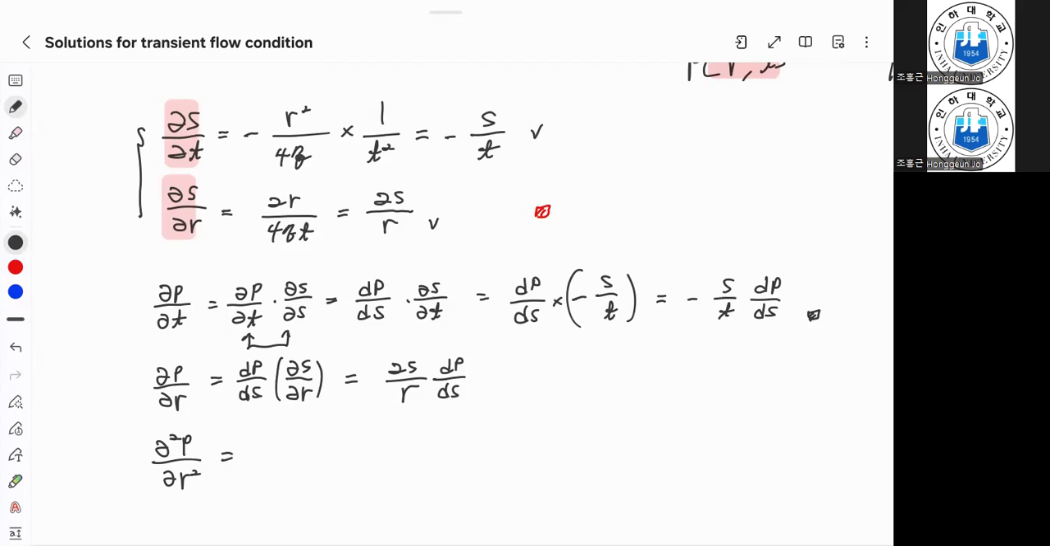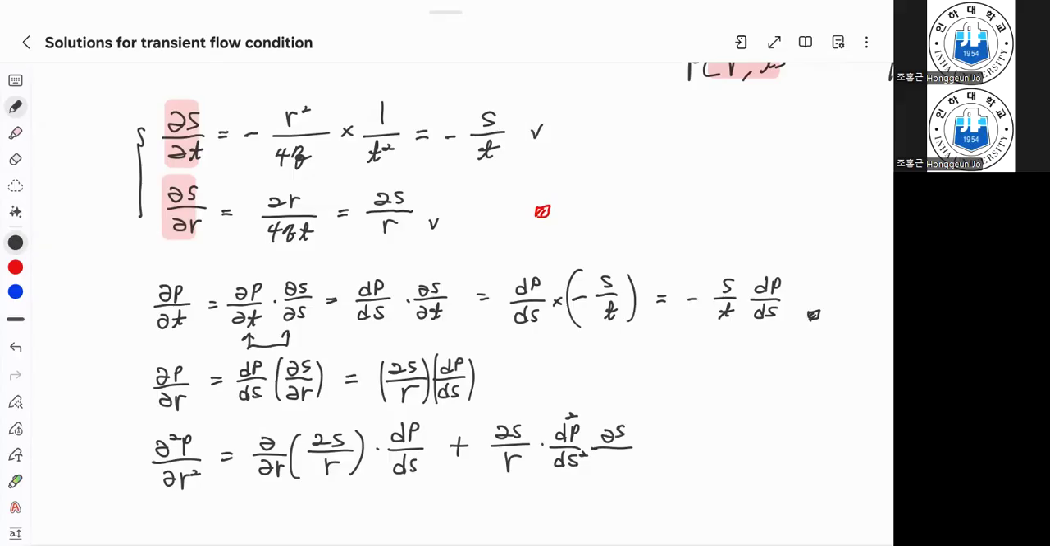First, we are going to apply the derivation to this part, then this part. So partial R, 2s R times dP ds plus 2s R times dP ds partial S partial R.